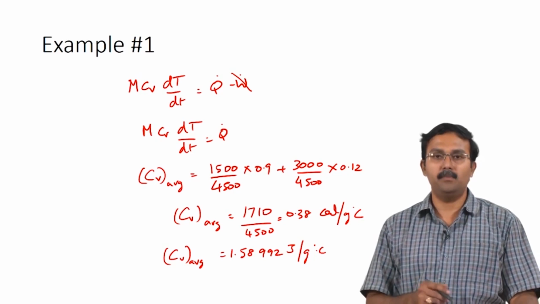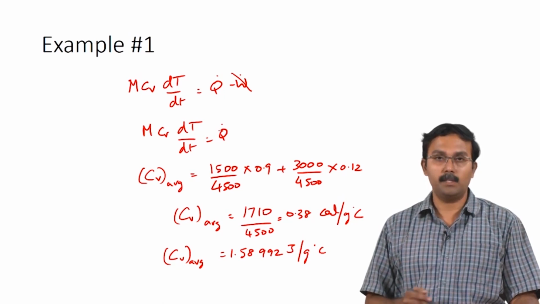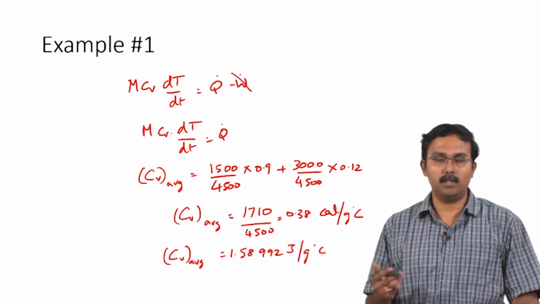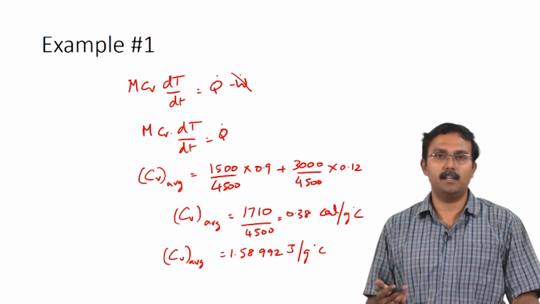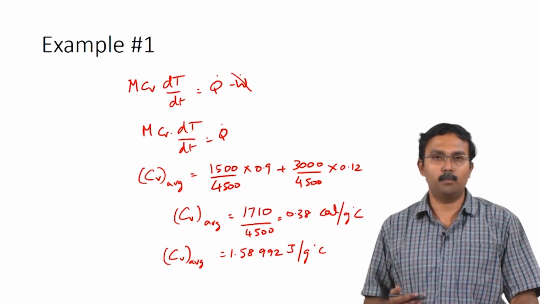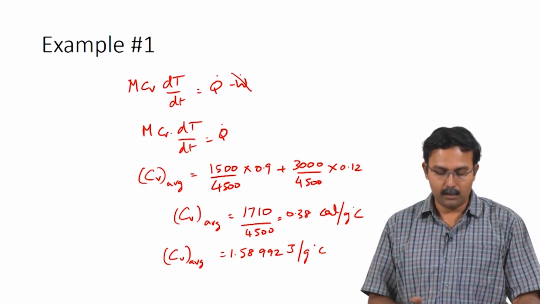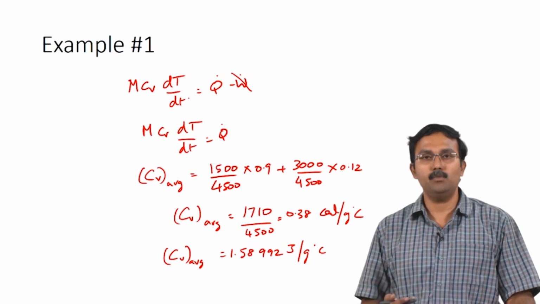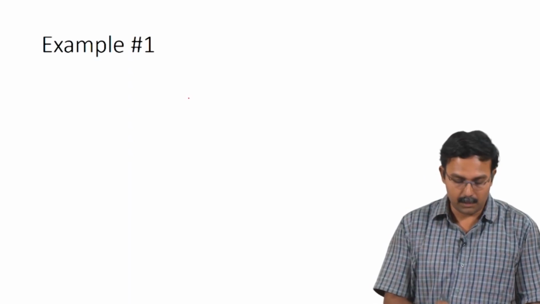Now, we have the Cv for the system, the Cv average for the system. So, we also have Q dot, which has been given as 500 watts. We have the total mass of the system, which is 4500 grams or 4.5 kilograms, because we have 3 kilograms of reactor and 1.5 kilograms of the mixture in the reactor. So, giving us 4.5 kilograms. So, we have Cv, m and Q dot. So, we need to now find the time taken to increase the temperature from 25 degree Celsius to 250 degree Celsius. So, this can easily be done by performing a simple integration.